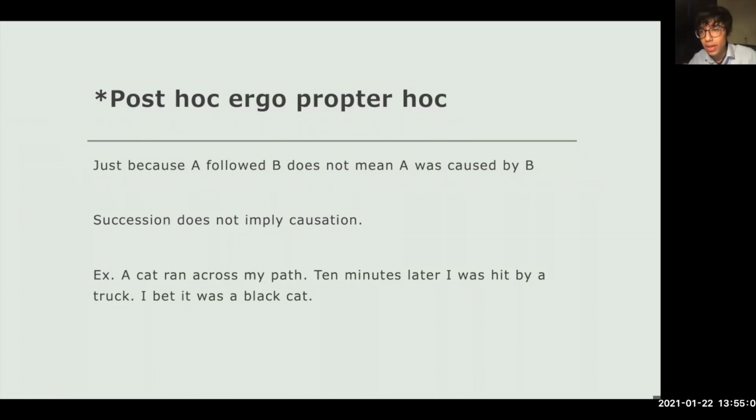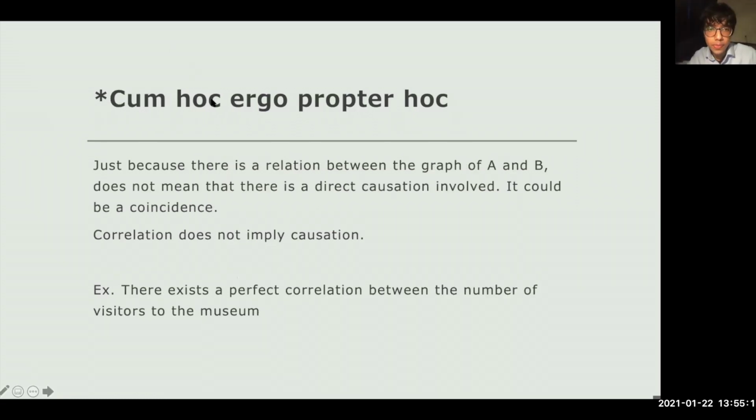So you getting hit by the truck happened after the cat crossed your path. That doesn't mean the cat crossing your path has anything to do with you getting hit by a truck. Okay, cum hoc, ergo propter hoc. Just because there is a relation between the graph of A and B does not mean that there is a direct causation involved. It could be a coincidence. All right, so this is essentially saying that just because two things are correlated doesn't mean that they cause each other. Correlation does not imply causation.